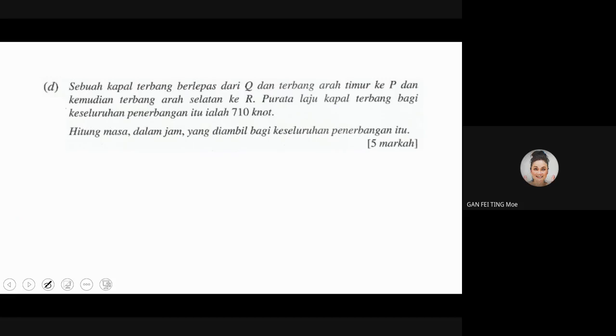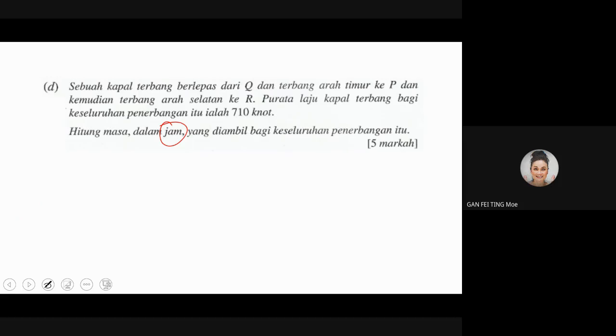Now it says that an aeroplane flew from Q to the east, to P, and then to R, to the south of R. They give you the average speed of the aeroplane as 710 knot. They want you to calculate the time in hour. Be careful with the answer. They ask you for time in hour, not hour and minute.